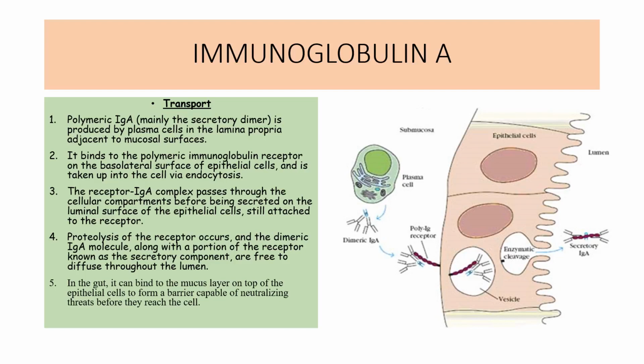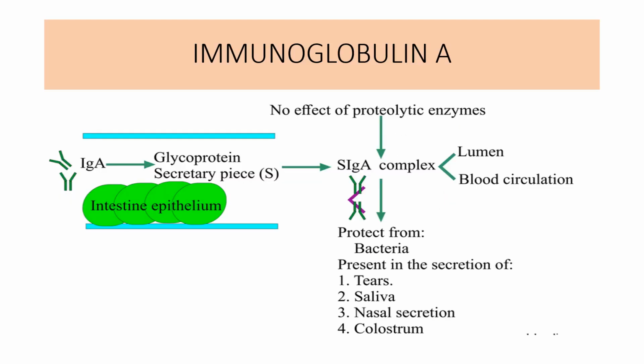In the gut, it can bind to the mucosal layer on top of the epithelial cell to form a barrier capable of neutralizing threats before they reach the cells. So IgA contains two important components. One is the J chain, second is the secretory component. It is a dimer. So we can say that when IgA changes to the SIgA complex, it will not be affected by the proteolytic enzymes, and it provides protection against bacteria present in the secretions of tears, saliva, nasal secretions, colostrum, and it is present in the lumen as well as the blood circulation.